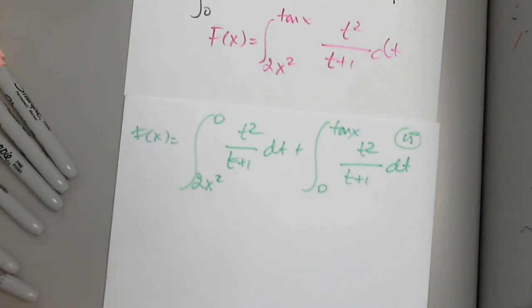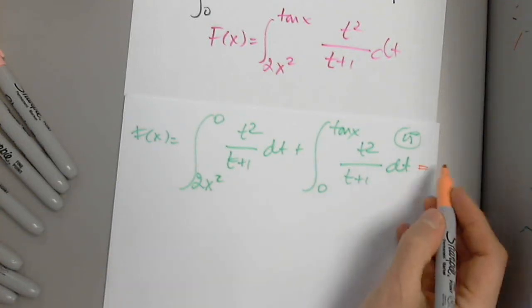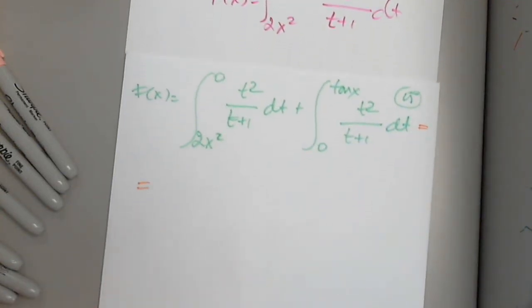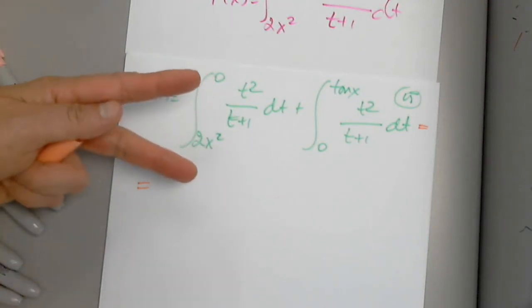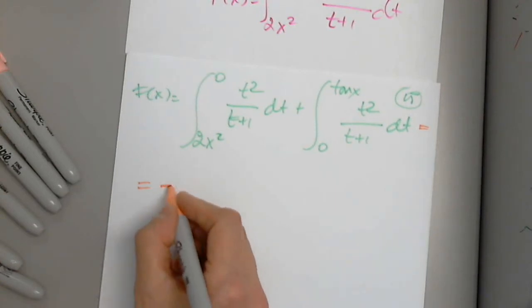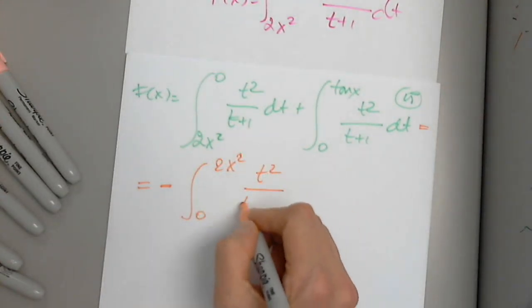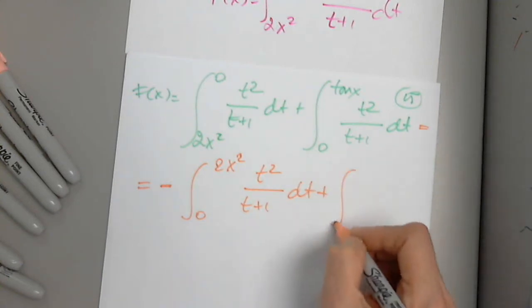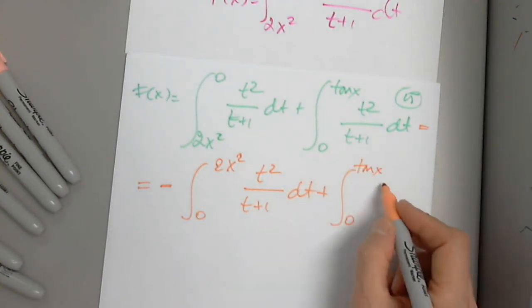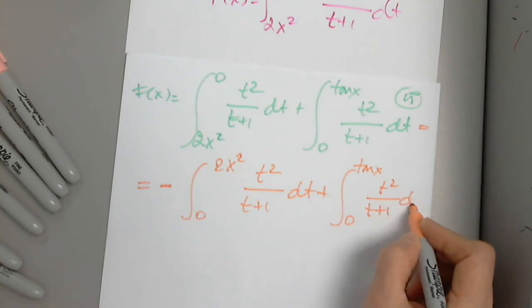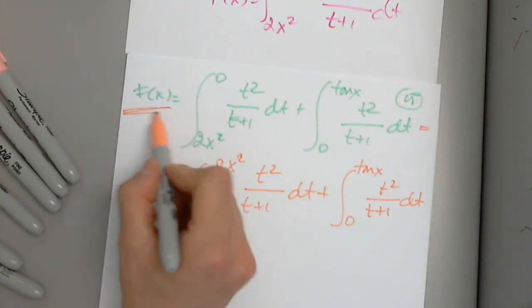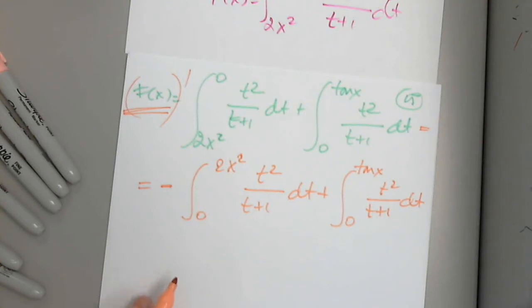It's very good, but it needs one more little step, which will be the constants. Careful, I have to change this. Put a negative sign. Yes, and then put a negative, 2x squared, very good. Negative the integral from 0 to 2x squared of t squared over t plus 1 dt, plus the integral from 0 to tangent x of t squared over t plus 1 dt. Now I can differentiate the left-hand side, and I can differentiate the right-hand side.